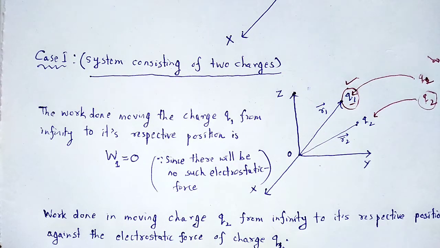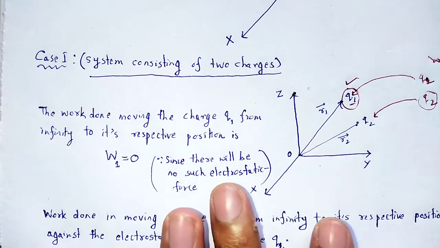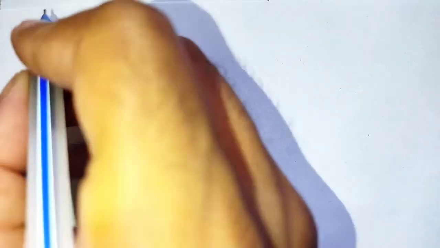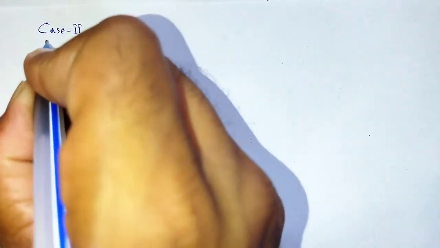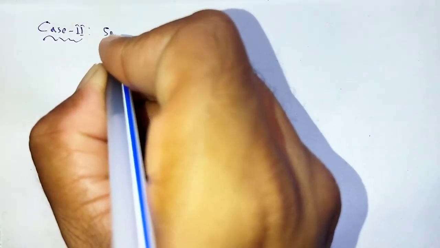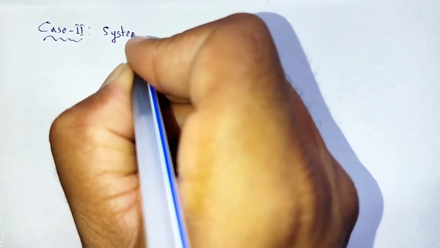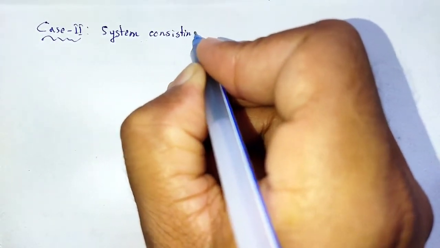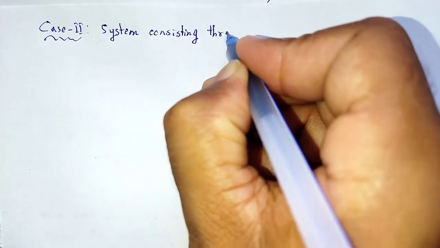Here we have calculated the electric potential energy of a system consisting of two charges. Now we take a three-charge system. Then what should be the electric potential energy? Taking case number 2, the system consisting of three charges.